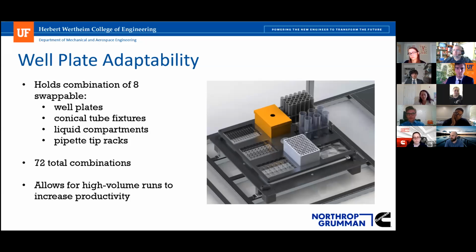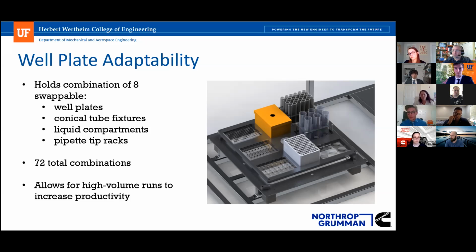Also talk here a little bit about our adaptability going further into that. So we're able to hold a combination of 8 different conical tubes and well plates. As you can see in the top right corner of that picture, we have these standoffs that hold conical tubes. Those fit in exactly the same size as a standardized well plate. So if you combine the total amount of combinations that we have as well as the slots, we have 72 different combinations of experiments. So if you need to run a lot of well plates at a time, you can run 8 different well plates.